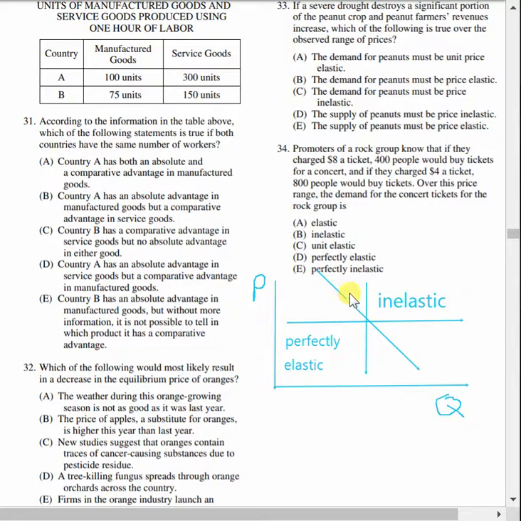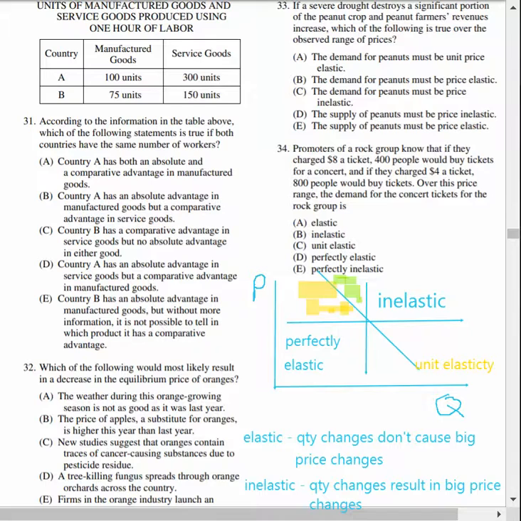So curves that start in this region, or at least demand curves that start in this region with the yellow, you'd call them mostly elastic. Perfectly elastic going to unit elastic, and then in the green portion of the curve, you describe the demand curve more as inelastic, going to being perfectly inelastic when it's vertical. So for elastic curves, quantity changes don't cause big price changes. And conversely, in inelastic curves, quantity changes result in big price changes. All right, with that in mind, let's go back to the problem.